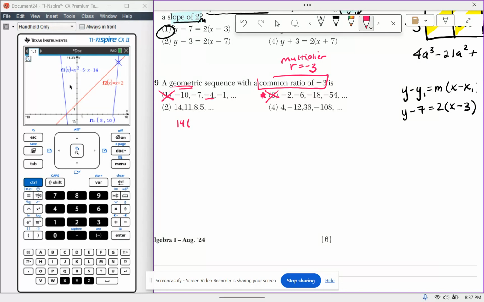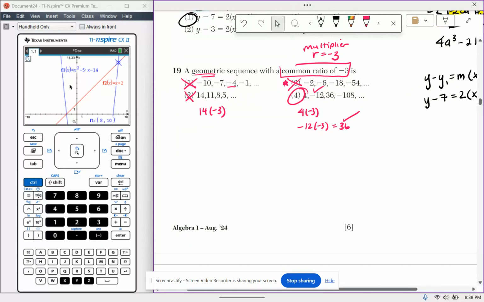Let's do 14 times -3. 14 times -3 is not 11. No way, Jose. 4 times -3 is -12. Okay, -12 times -3 is positive 36. Yes, and then positive 36 times -3 is -108. The answer is choice 4.